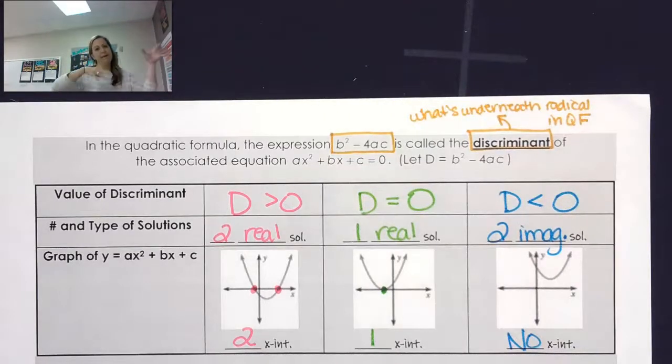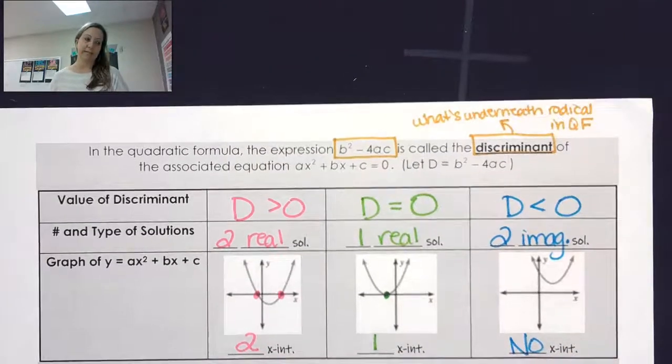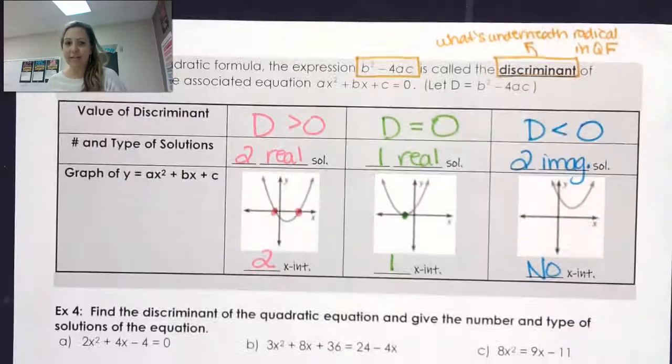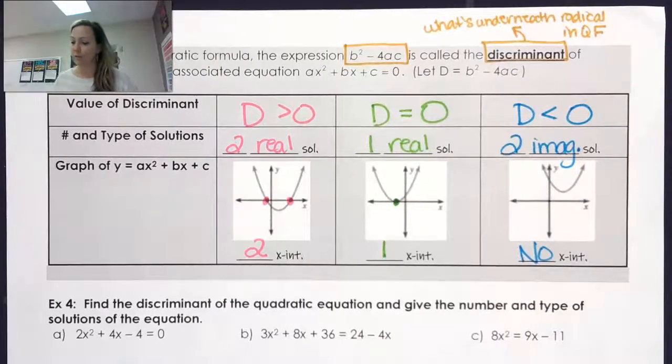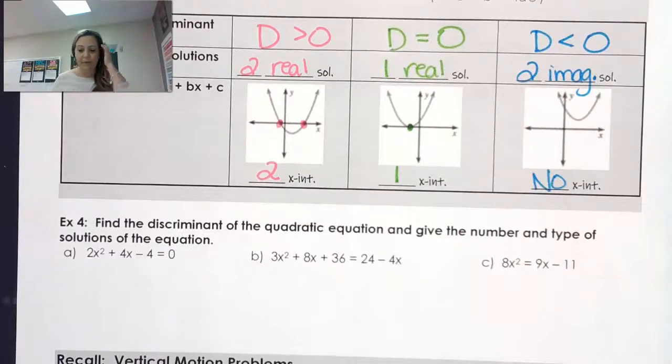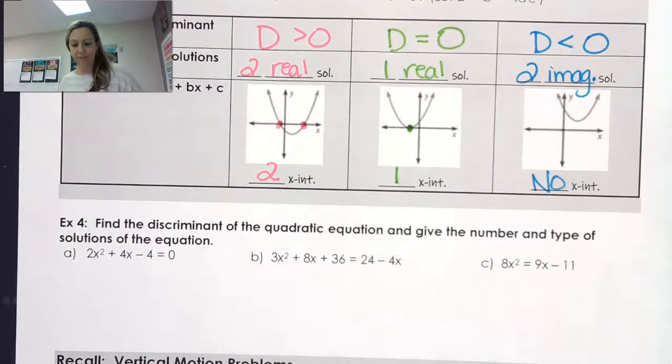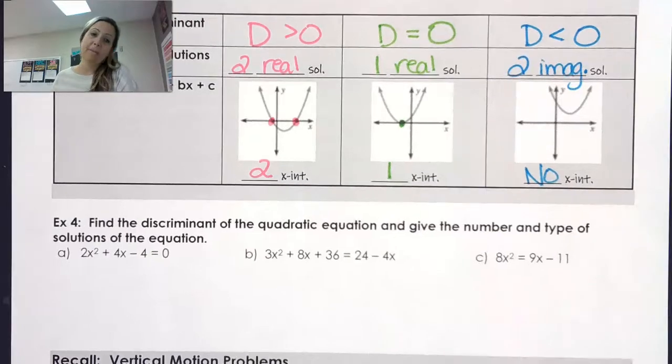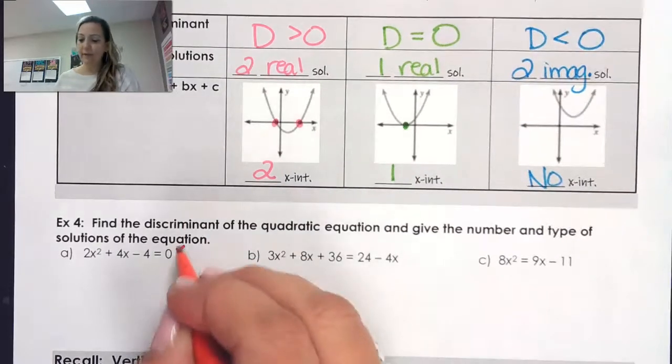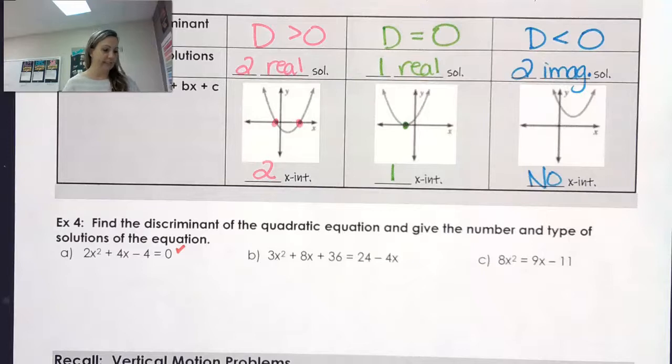Okay, so just kind of thinking about the graphing we did before and these solutions, that's why some graphs intersect the x-axis twice, once, and 0 times. So in example 4, it just asks us to find the discriminant of the quadratic equation and then give the number and types of solutions of the equation. Well, remember, we can't find the discriminant or use the quadratic formula unless our equation's equal to 0. But look, we have that all set for us in this example, in example 4.